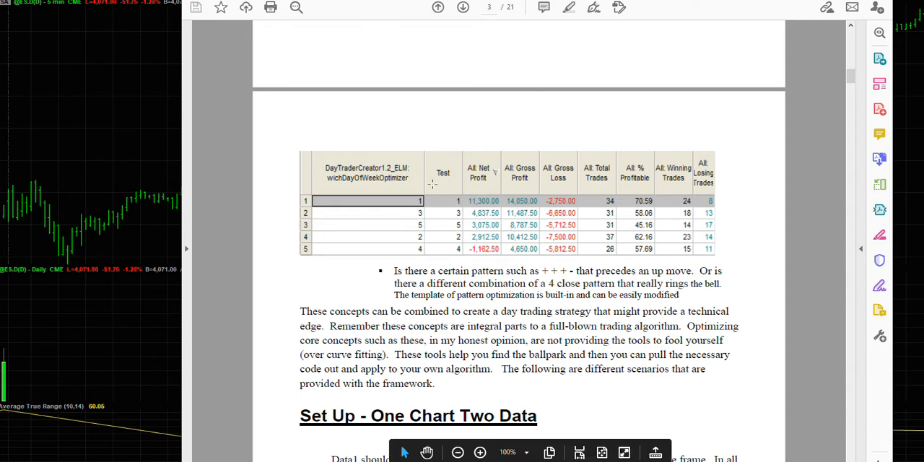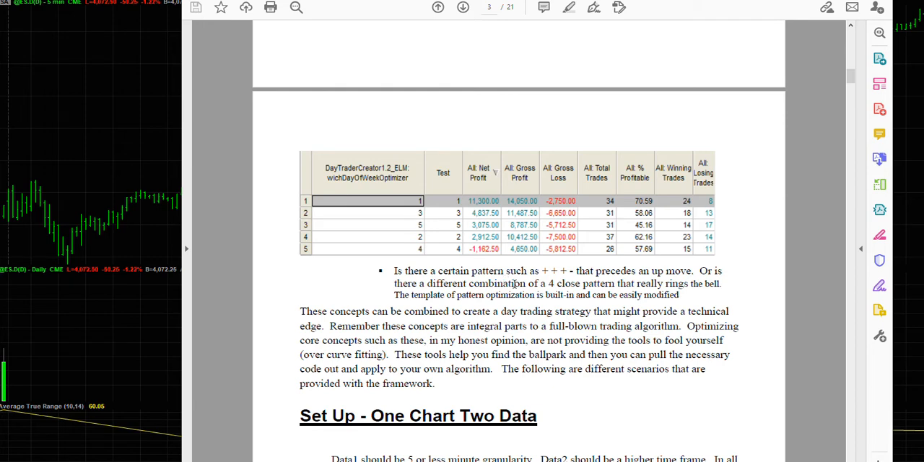I can't remember exactly which one this was, but on Mondays, this system made $11,300. You had 34 trades. On Wednesday, it made $4,800. On Friday, $3,000. Tuesday, $29,000. And on Thursdays, it lost. So 1 is Monday, 2 is Tuesday, 3 is Wednesday, 4 is Thursday, and 5 is Friday. And I explained that in the manual. Okay, so that's your day of week analysis, or optimization in this case.